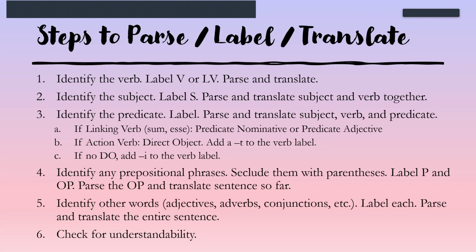If there is a direct object, we're going to return back to the verb and write a T for transitive. Transitive means that the verb has a direct object. If there is no direct object, then we're going to return back to the verb and put an I for intransitive, meaning there is no direct object.